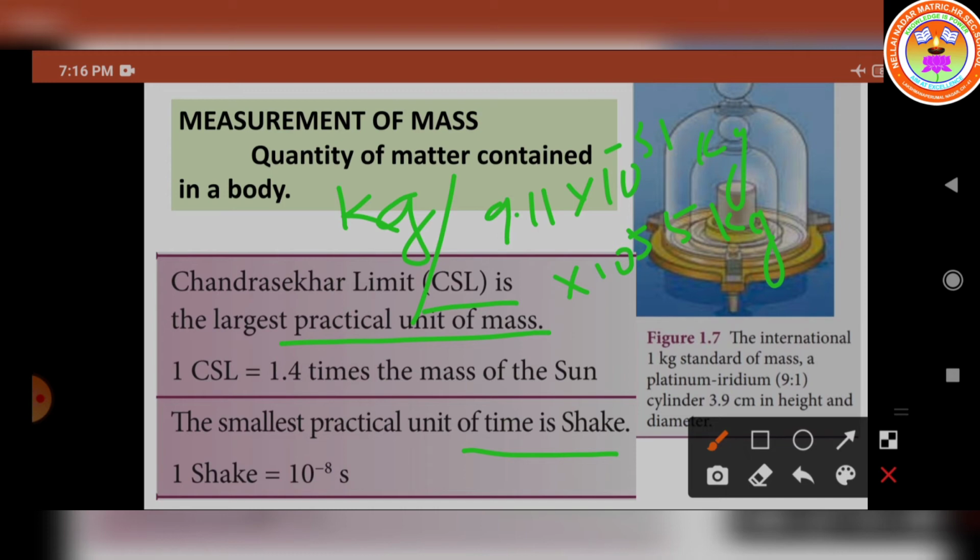This is because the platinum iridium alloy is least affected by environment and time. So it is not affected by the environment and does not change, even as time varies. There is no change in the platinum iridium alloy mass. That's why the cylinder is made up of platinum iridium alloy.